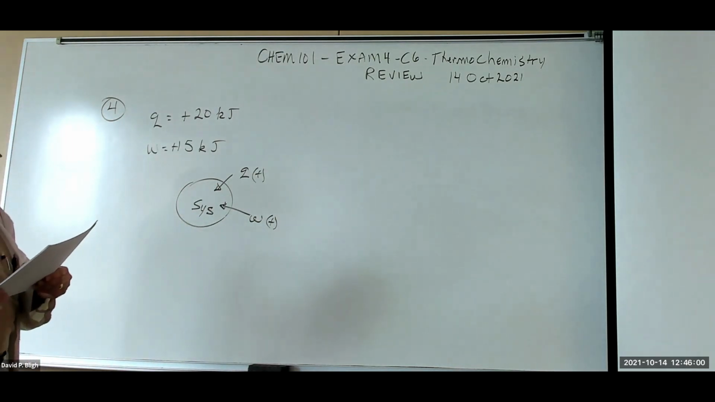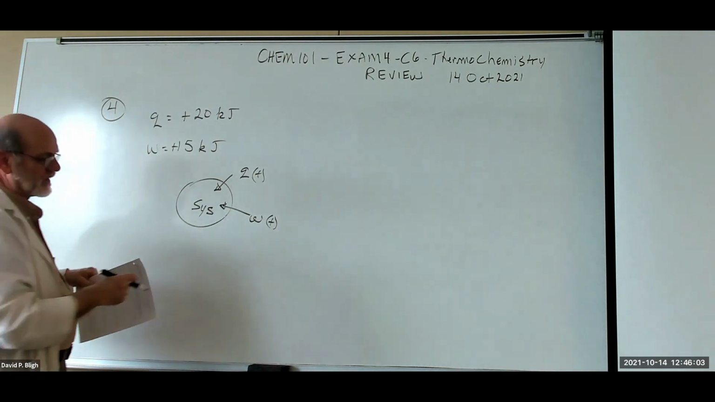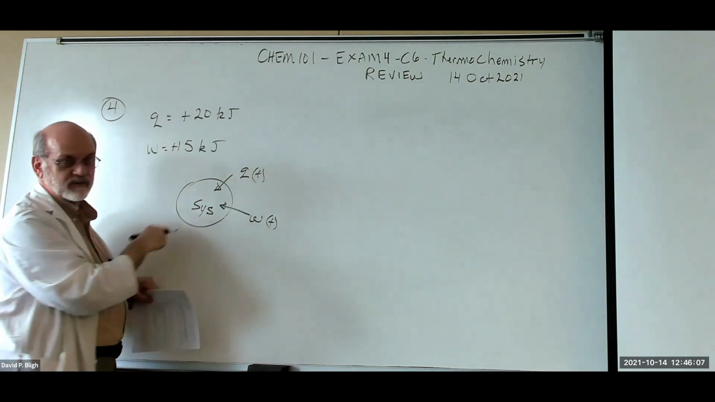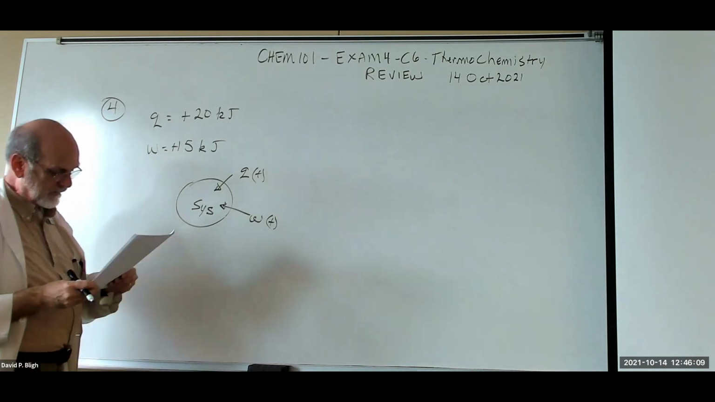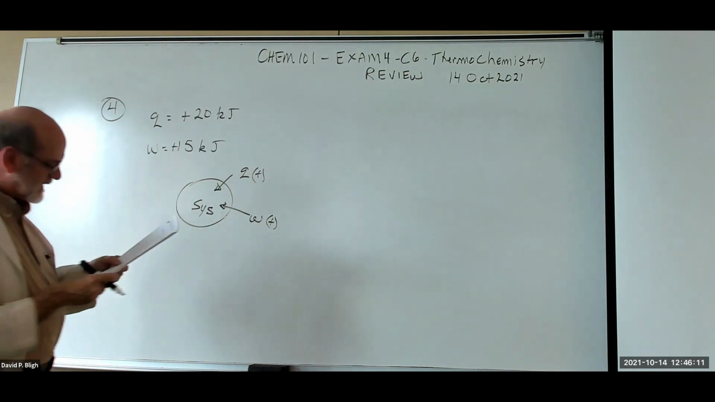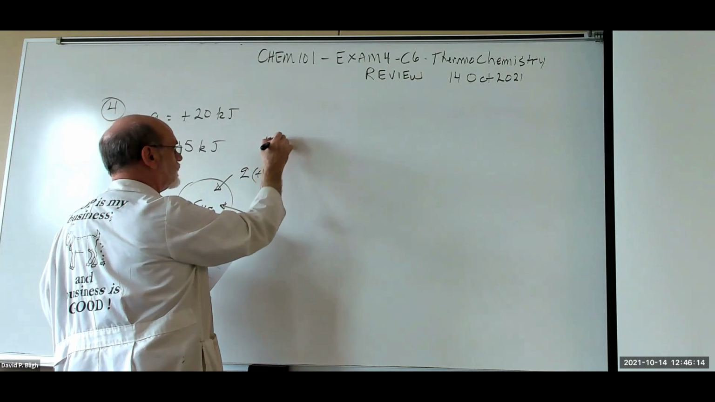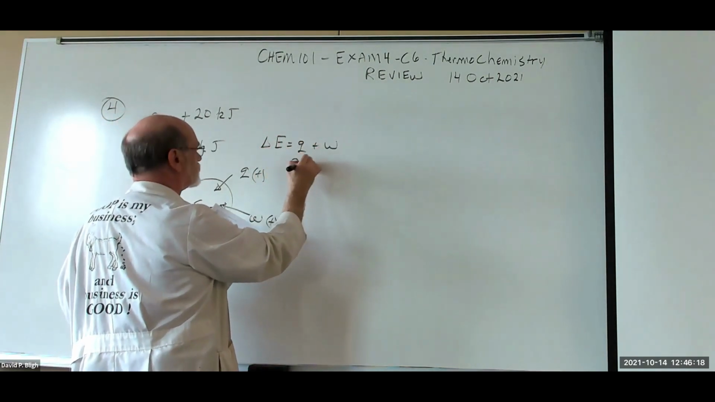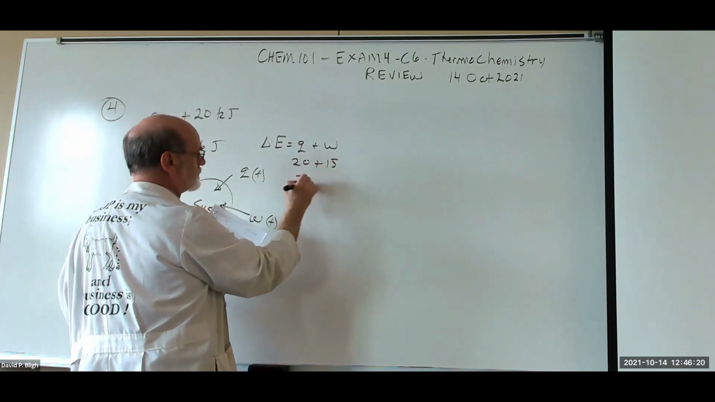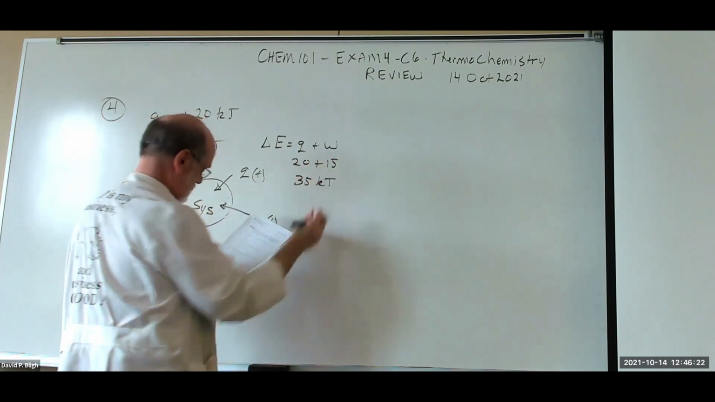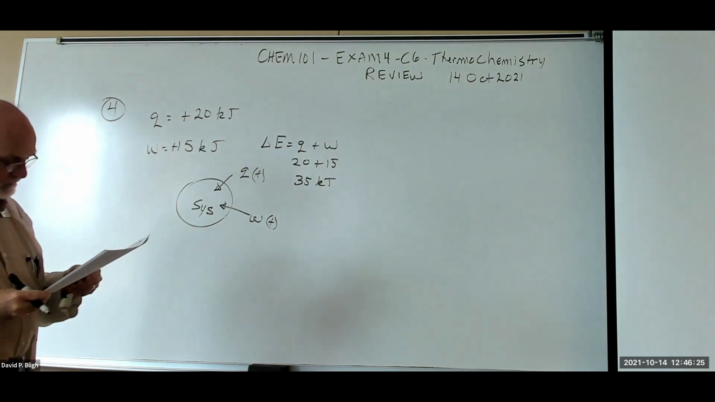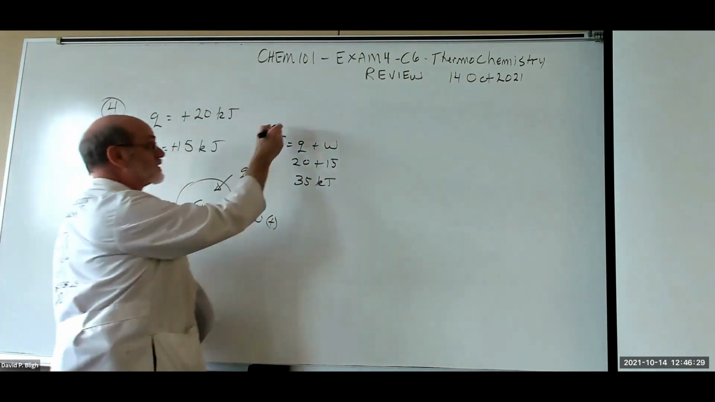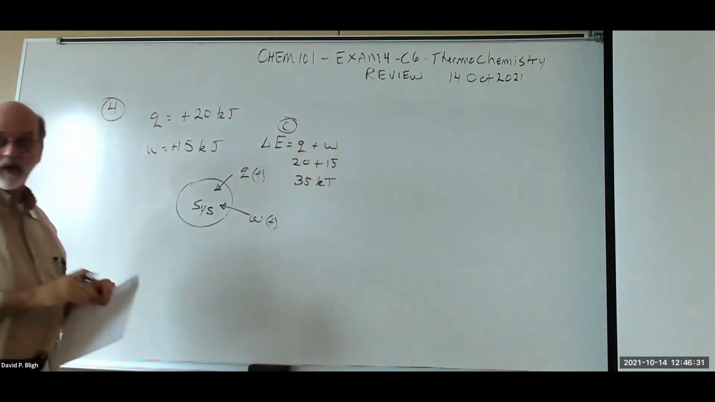The system does work on the surroundings. No, it's positive. If it does work on the surroundings, it has to be negative. C, delta E equals 35. Well, is it true? Delta E equals Q plus W, 20 plus 15. Yeah, that's true. C is true. All the above, no. None of the above, no. So C is the answer to number 4.